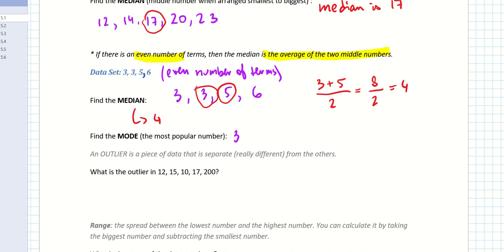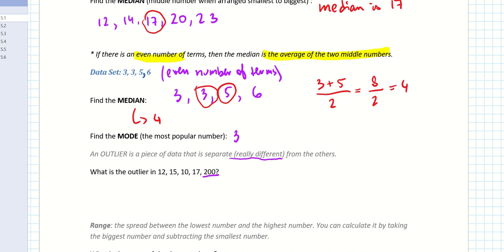Now there's another definition here, in your introduction to chapter 5, which is called an outlier. For example, if you have a data set and you have a number that's really different from the others, and by really different, it means significantly different. For example, if you have a data set of 12, 15, 10, 17, and 200, you notice that the 200 really stands out because it's quite different from the other ones.